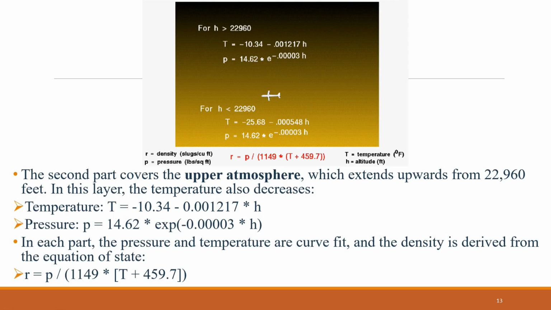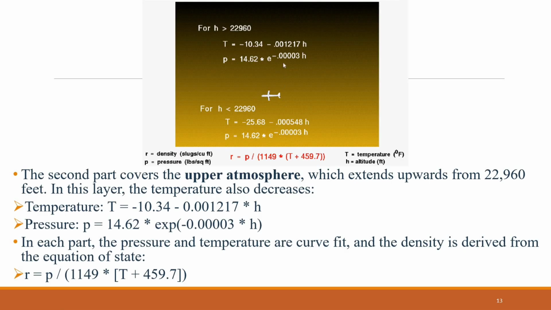Temperature is equal to -10.34 minus 0.001217 multiplied by altitude. Pressure is equal to 14.62 multiplied by E raised to the power of negative 0.0003 multiplied by altitude.